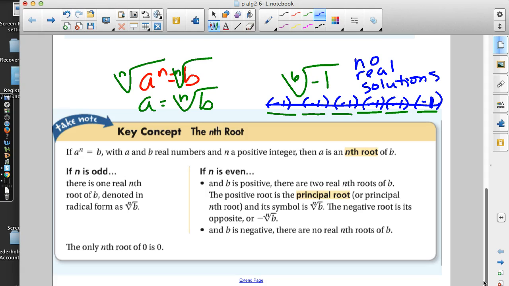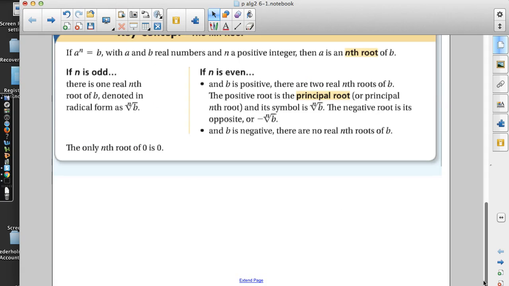Can't do it. Because if you have an even number of slots to fill, it doesn't matter if your numbers are positive or negative, you're always going to get a positive number because two negatives make a positive. And then like it says here, kind of a silly one we're never going to use anyway, the nth root of 0 is always 0.